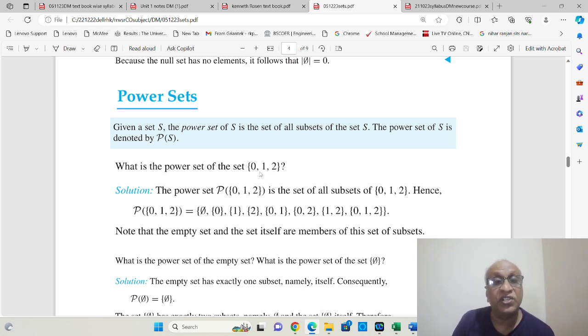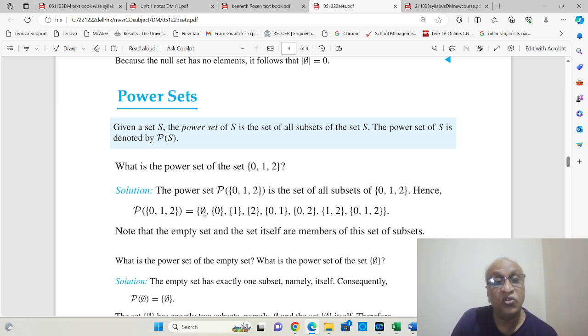How do I find the power set of this? I have to find all the subsets of this. So first there is the empty set, then {0}, {1}, {2}, {0,1}, {0,2}, {1,2}, {0,1,2}. So all the possible combinations we have listed out. Let me count them: 1, 2, 3, 4, 5, 6, 7, 8. How many elements are there in the set? 3. So 2 cubed. The size of the power set is always 2 to the power of n.